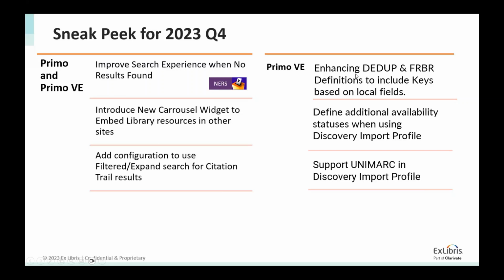In Primo VE, we also will give you more flexibility to define keys in the dedupe and FRBR that are based on local fields. We'll enhance the discovery import profile to support more options to define availability status, and also to support UNIMARC.